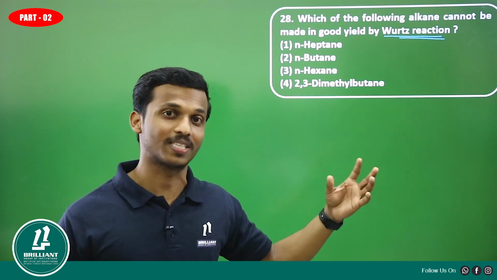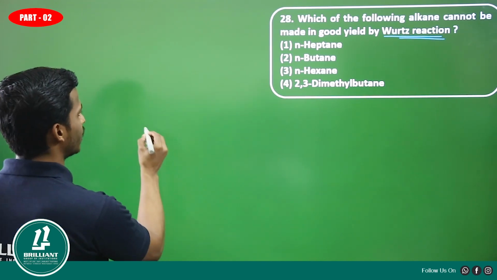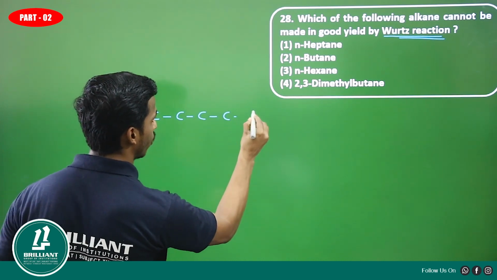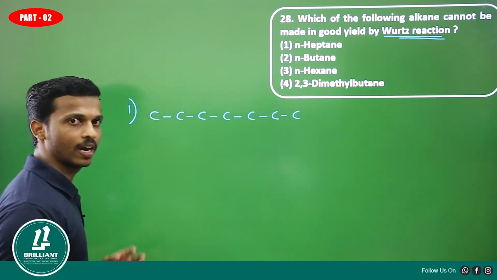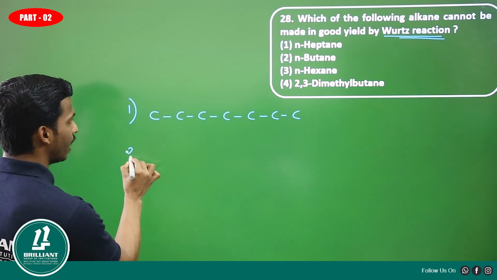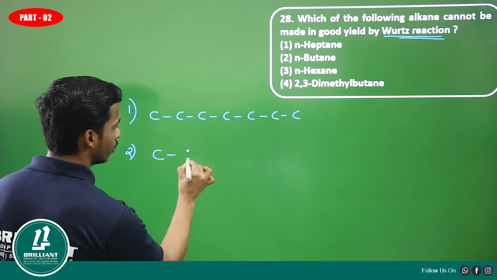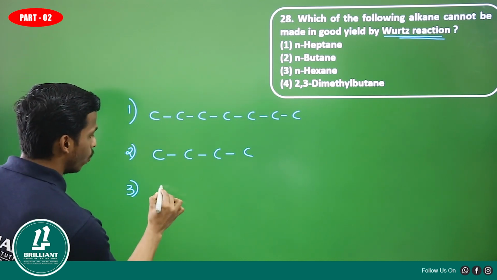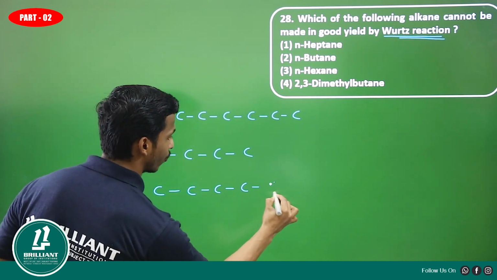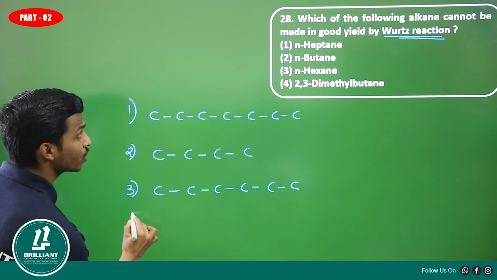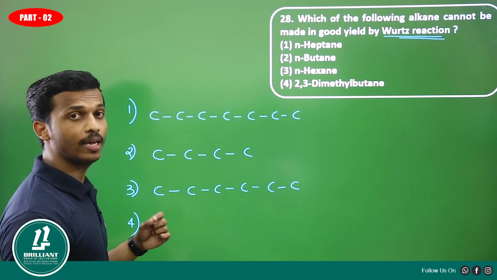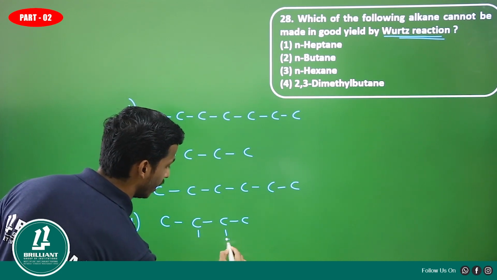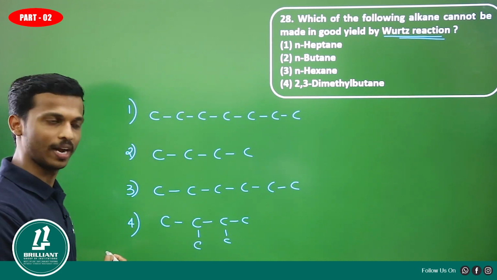Let's see which of them are symmetrical. The first compound given is heptane. What is heptane? 1, 2, 3, 4, 5, 6, 7 carbon containing alkane. What is meant by normal butane? 1, 2, 3, 4 carbon. What about normal hexane? 1, 2, 3, 4, 5, 6 carbon. What is the last compound? 2,3-dimethyl butane. This is the compound, right?